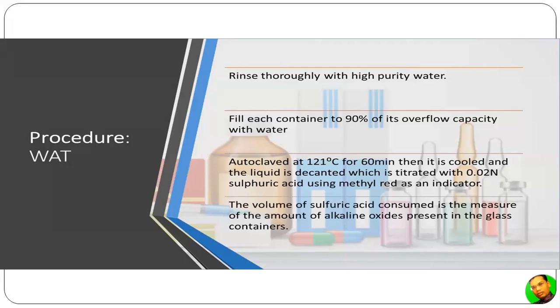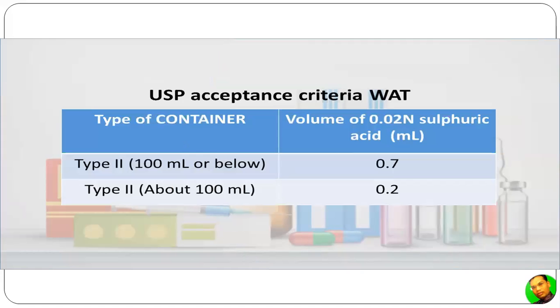Then the volume of the sulfuric acid consumed is the measure of the amount of alkaline oxides present in the glass containers. And the USP acceptance criteria for the water attack test, that is, the type of container and the volume of 0.02 normal sulfuric acid per ml: for type 2, 100 ml or below, 0.7, and for type 2 above 100 ml it is 0.2.